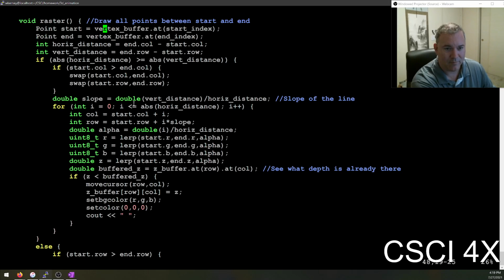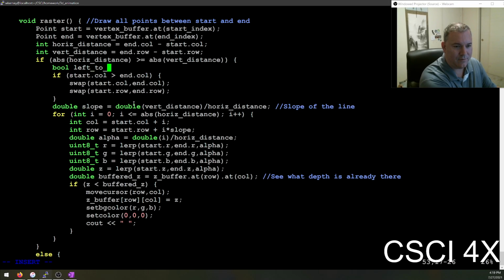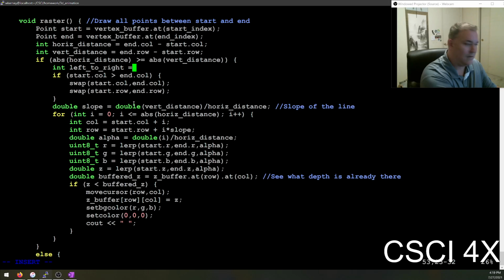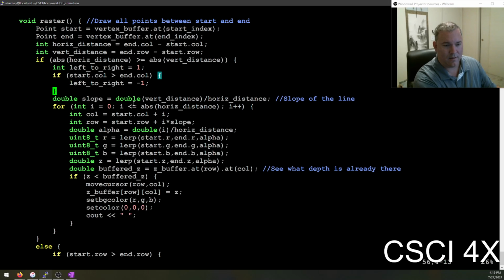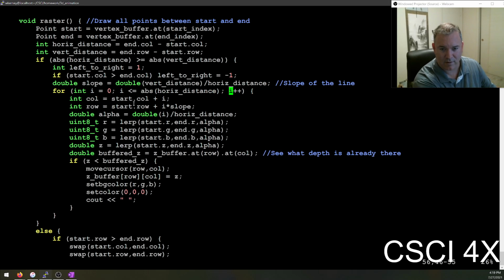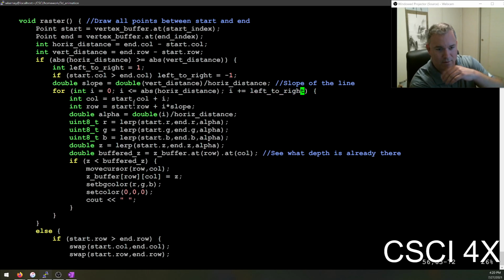Rather than doing this, let's just bite the bullet and do it for realsies. So we're going to go left to right, or I'll just make this int leftToRight equals 1, and if we're going to go right to left, then we're going to set it equal to -1. And then rather than i++, we're going to do i += leftToRight. And then it will either go left to right or right to left. And that should hopefully fix it.